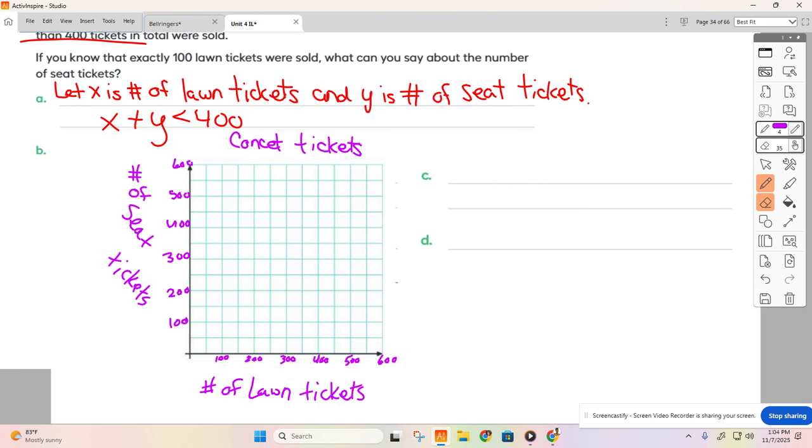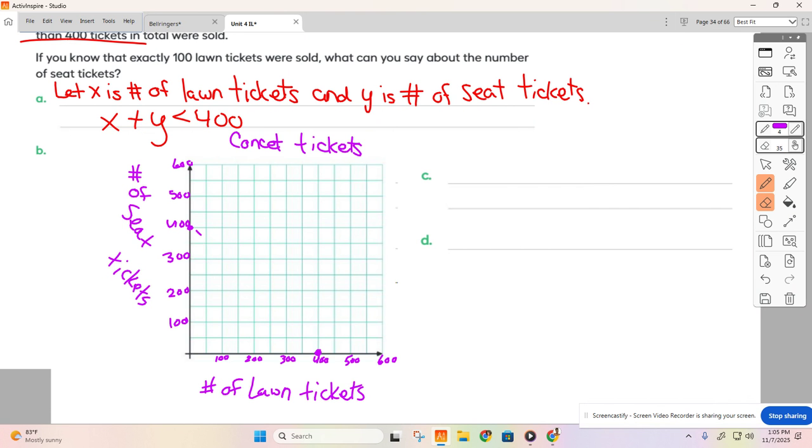We saw when we graphed it in Desmos that the y-intercept was at 400, the x-intercept was at 400. Because think about what that means: if they sold less than 400, if my x was 0, that means I sold no lawn tickets. If my x was 0, my seat tickets would be less than 400. And if I sold 0 of the seat tickets, then the lawn tickets would be less than 400.